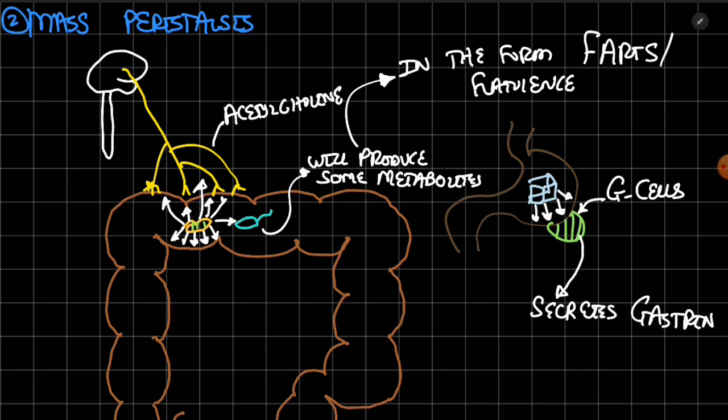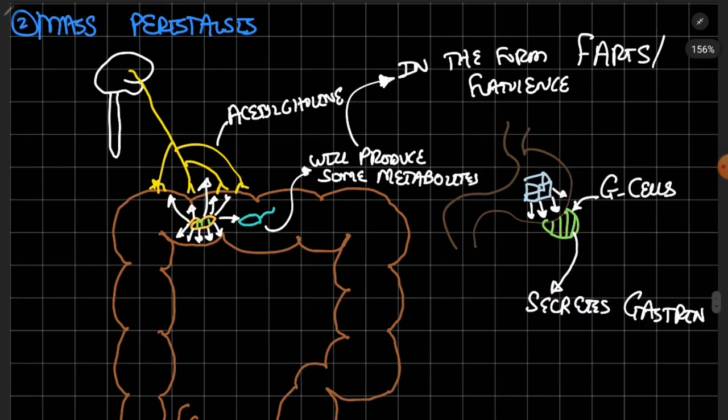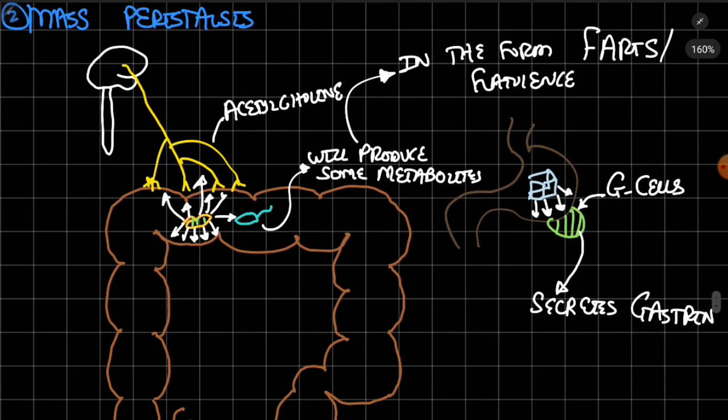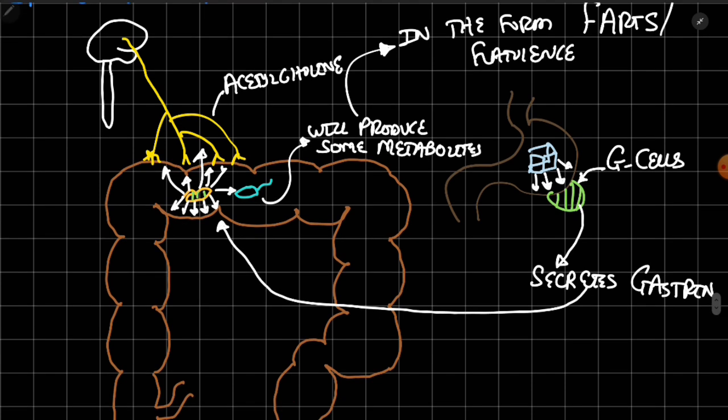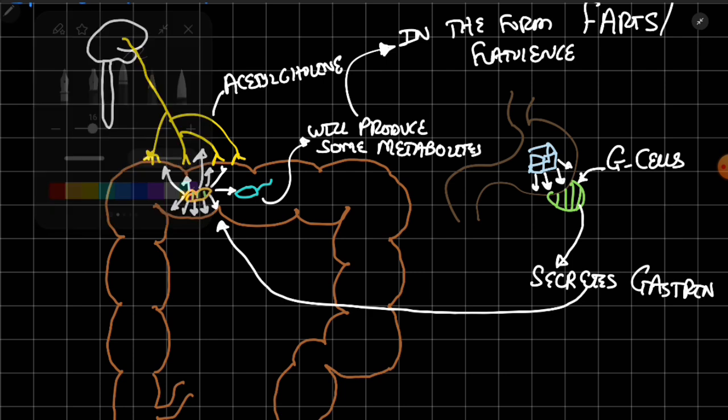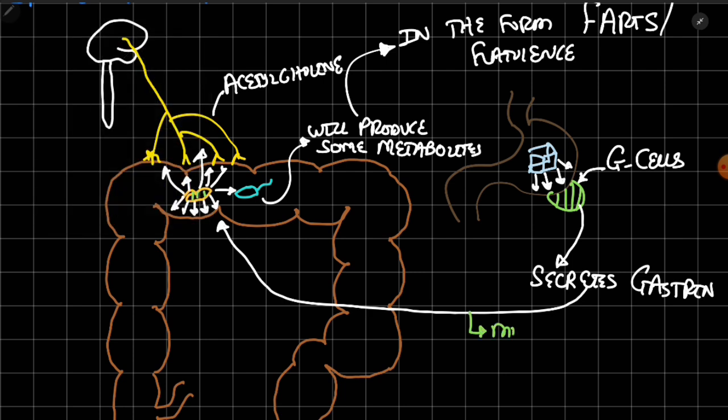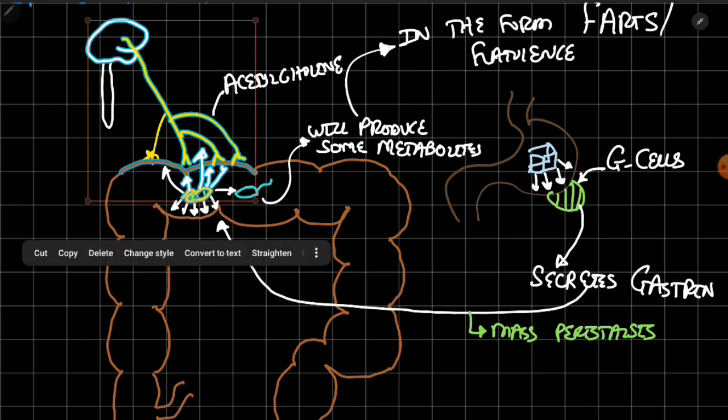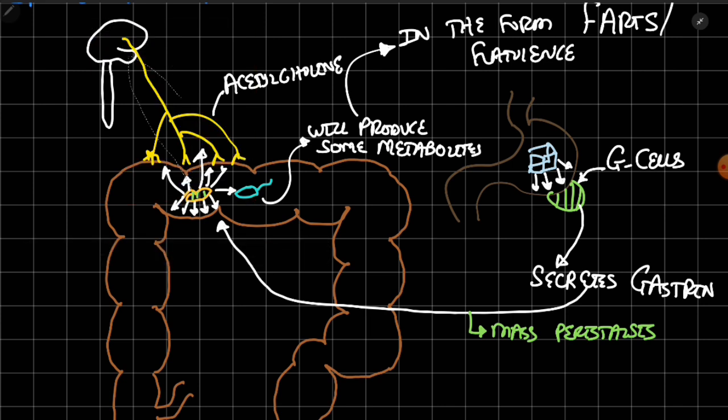Now we have gastrin. So this gastrin, what does it do? It will carry signals to the large intestine, and the signals will lead to mass peristalsis. Why? This fecal particle irritates the mucosa. It will send a signal to the brain. Brain will send efferents. Now, this is one procedure where acetylcholine is released and mass peristalsis is occurring.